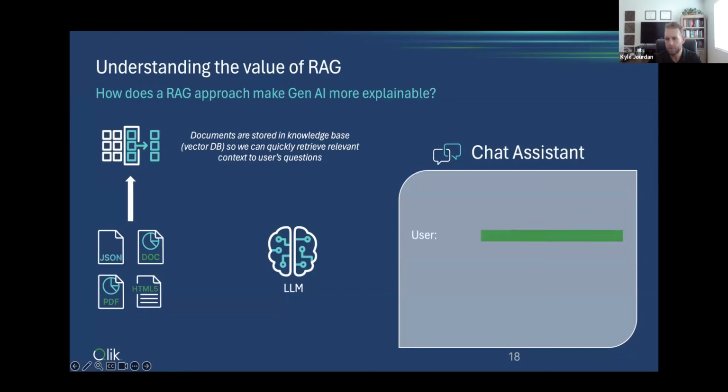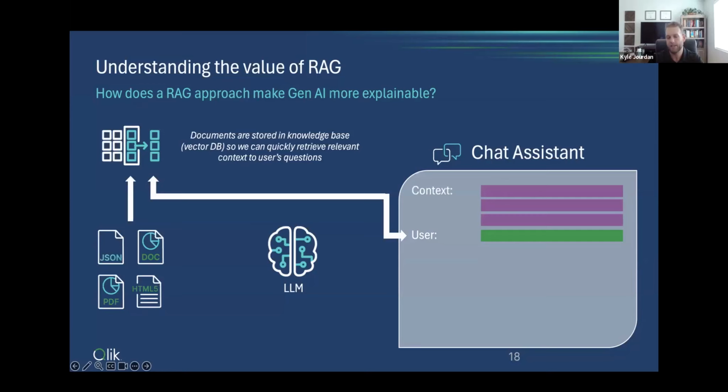So now when a user comes and poses their question to the chat assistant, the first thing that's going to happen is the assistant's going to go to that knowledge base and say, do you have any knowledge from my trusted sources related to this question that the user has asked? And then that context is appended to the user's original question.